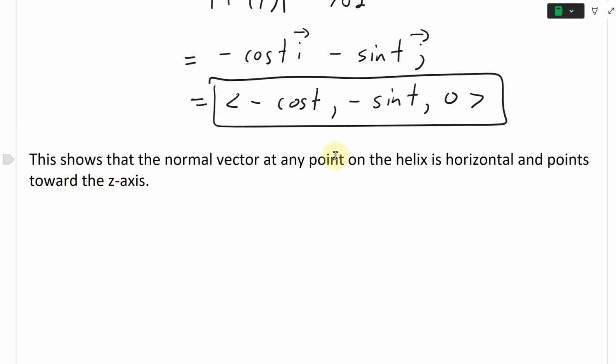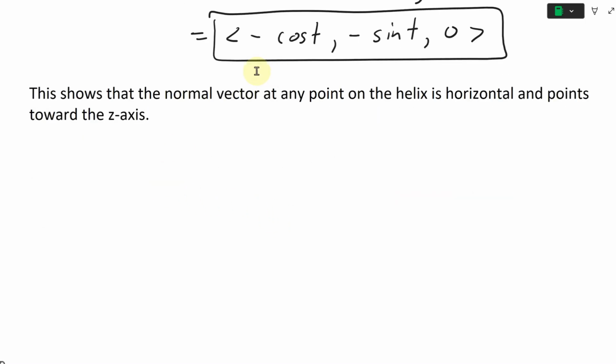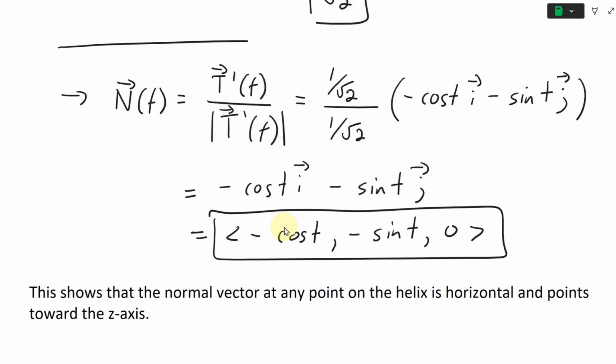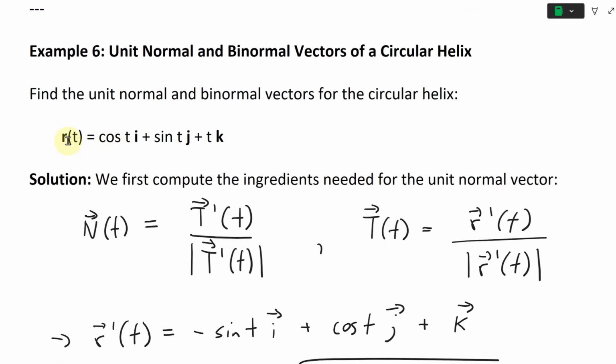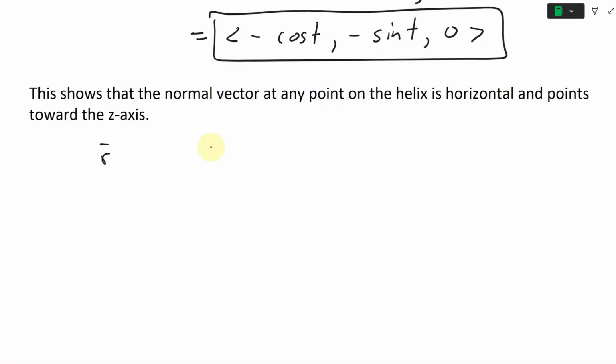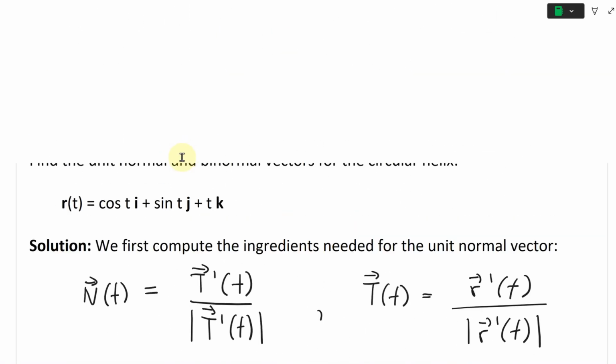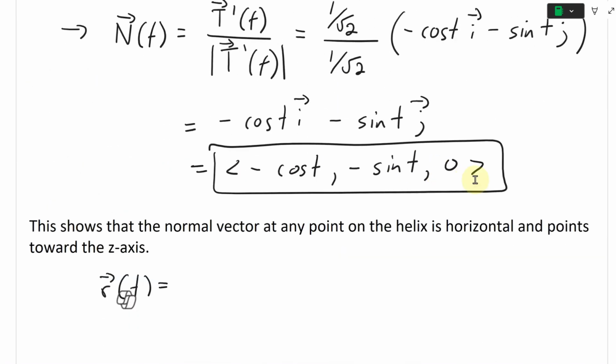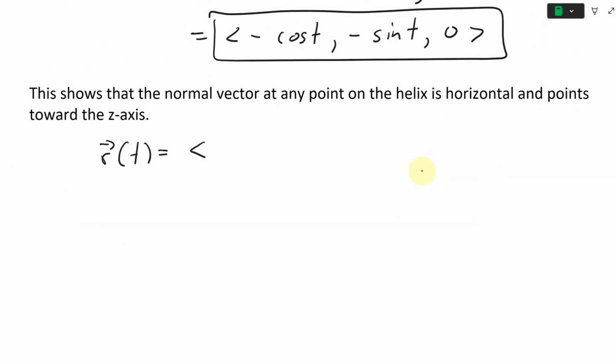Anyways, so this shows that the normal vector at any point on the helix is horizontal and points towards the z-axis. To see why this is the case, actually it took me a while. If you look, this is the unit normal vector. If we take a look at the function itself, r of t equals cosine t i plus sine t j plus t k. So we have cosine and then sine, but then we have no k component. I'll write this in triangle brackets: cosine t, sine t, and then t.